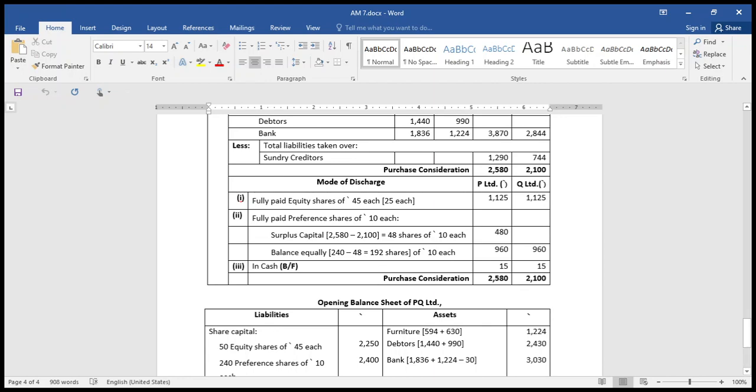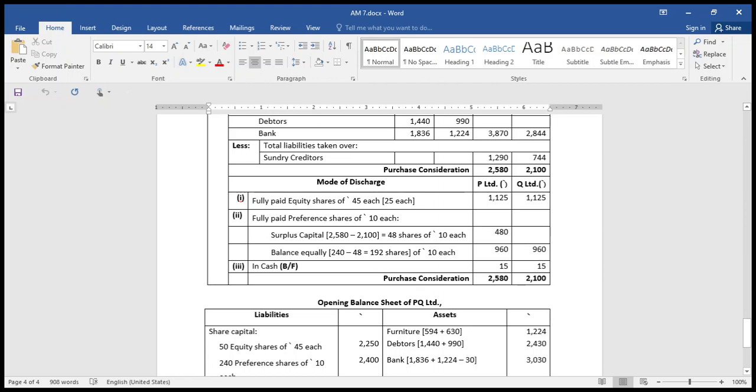Okay, so surplus capital 2580 minus 2100 is 480. 480 divided by 10, so 48 shares need to be given. When we convert surplus capital into shares, we divide by 10. 48 shares into rupees 10. 480 worth should be discharged through the issue of preference shares of rupees 10 each.